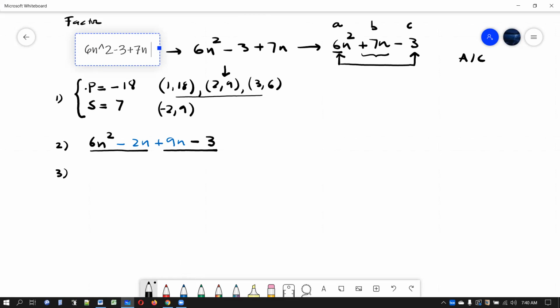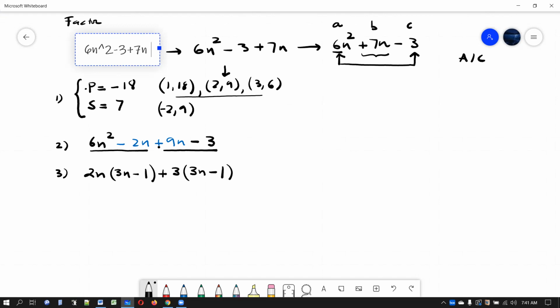Out of the first group, I am going to factor 2n. And then I get 3n here because it's 6n squared divided by 2n. And minus 2n divided by 2n is negative 1. Out of the second term, and remember, I have to use this sign, whatever the sign is, I can factor a 3. And again, 9n divided by 3 is 3n, negative 3 divided by positive 3 is negative 1.